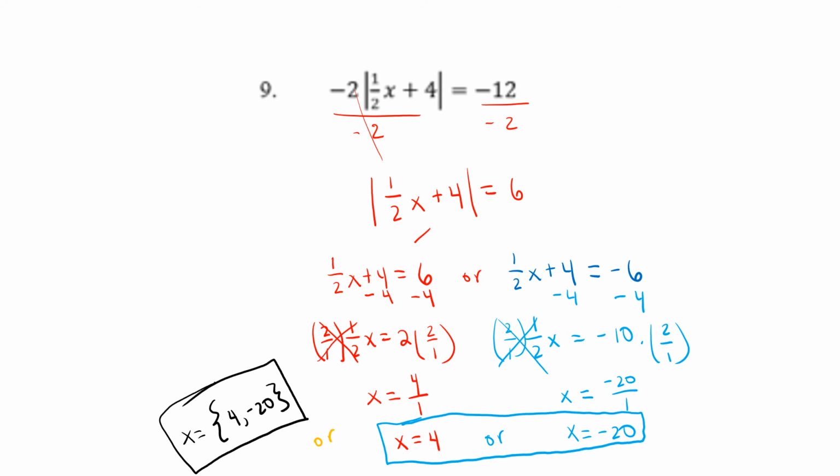Just be careful. Don't try to assume at the very beginning that, oh, since there's a negative out in front or at the end, that means that it's no solution. No, make sure you get the absolute value by itself first. Then you can say it's no solution or not. In this case, we could solve it.